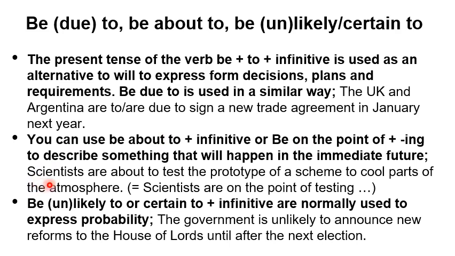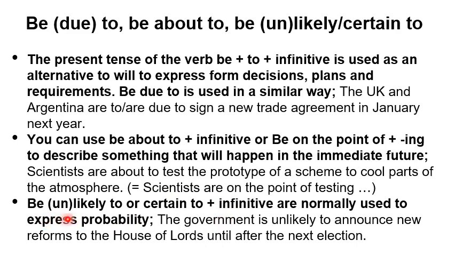For example, scientists are about to test a new prototype of a scheme to cool part of the atmosphere. In the same way, we can say scientists are on the point of testing. Scientists are about to. Scientists are due to. Scientists are to test. All these ways give the same meaning, the same meaning in talking about the future.